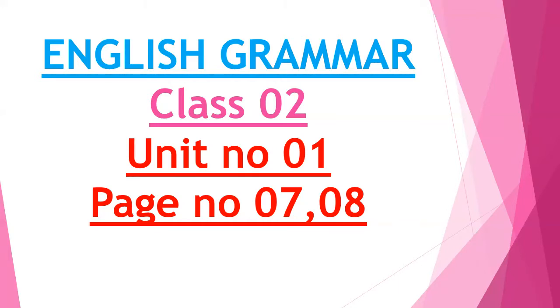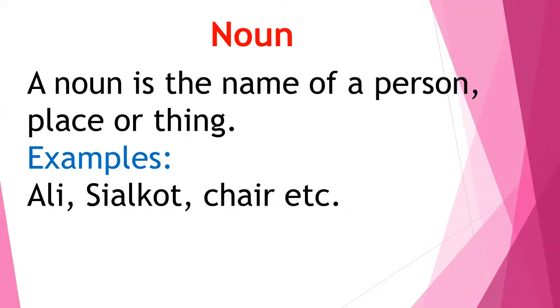This lesson has been given at page number 7 and page number 8 of your English grammar book. Let's start our lesson. Noun. A noun is the name of a person, place or thing. For example, Ali, salad, chair, etc.